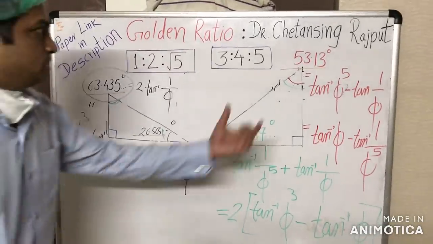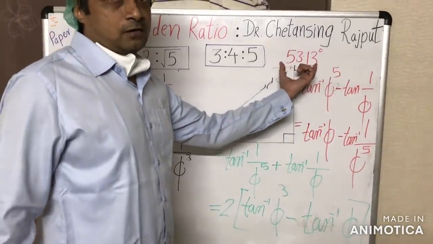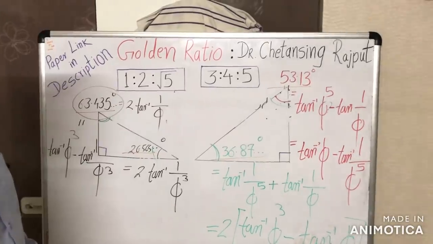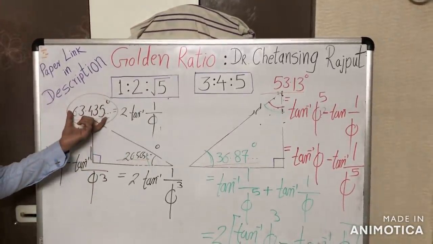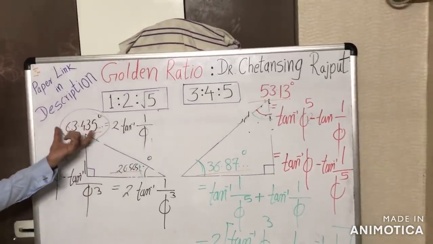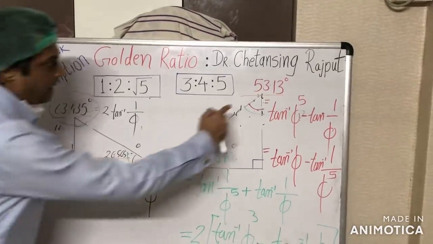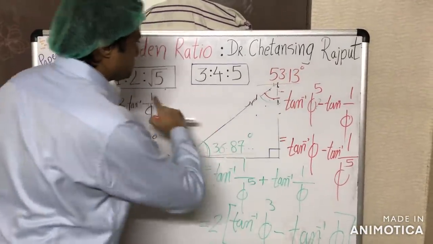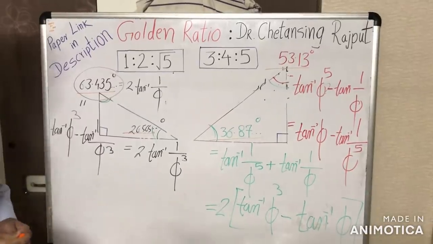Similarly, this angle of the Pythagorean triple is the supplementary angle for twice of this angle. Twice of this angle and this angle of the Pythagorean triple, they add up to 180 degrees.